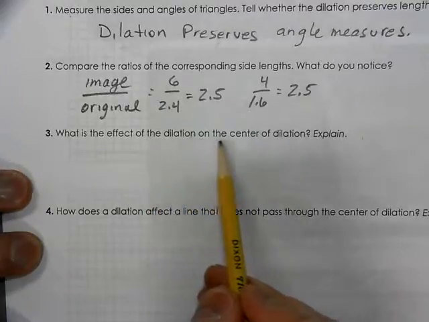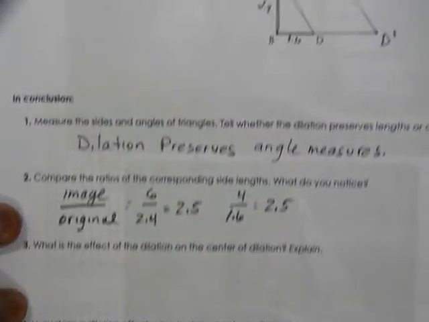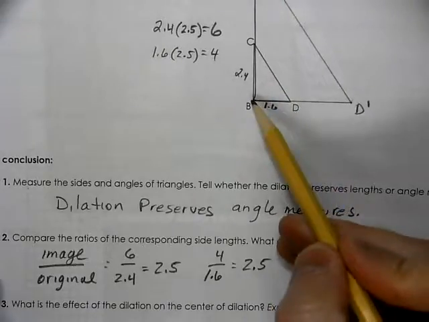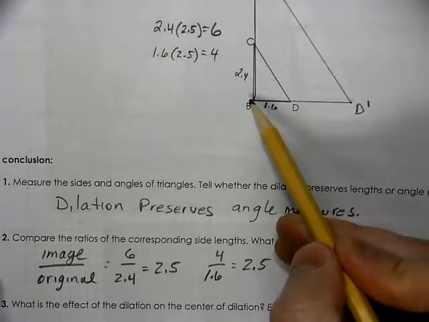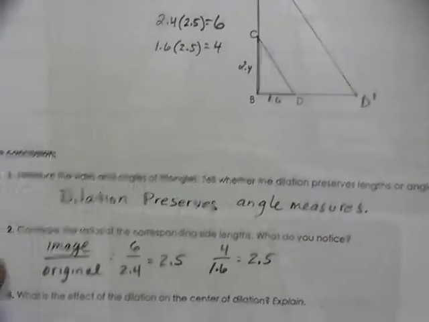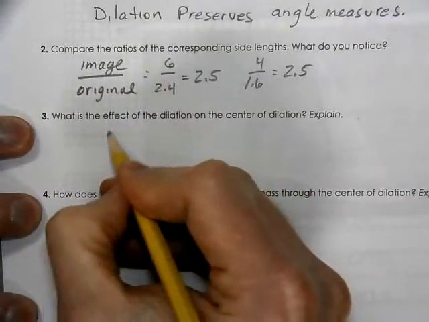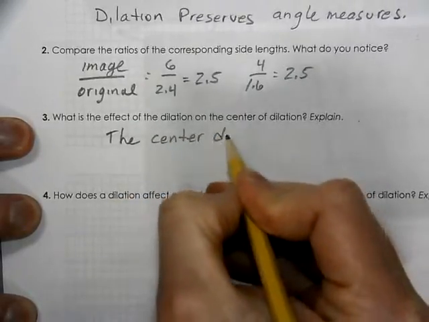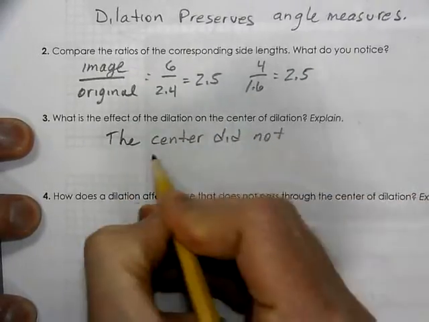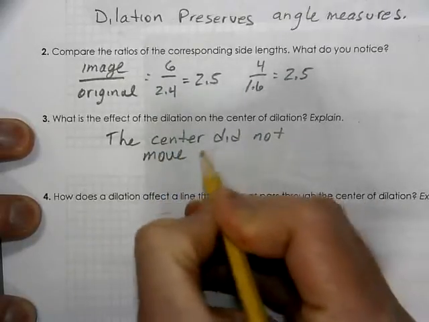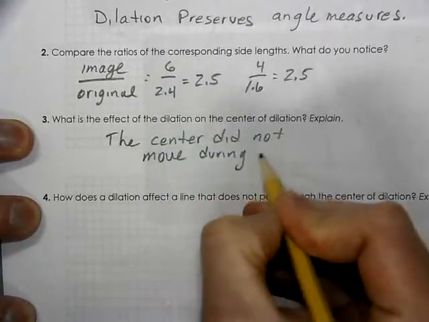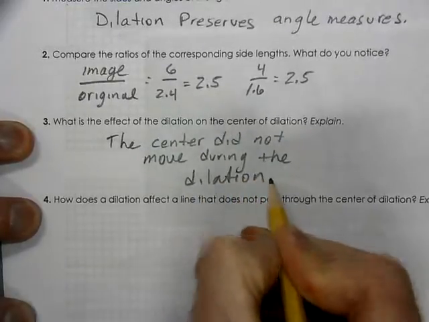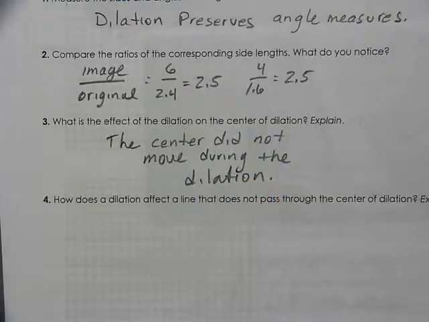What is the effect of the dilation on the center of dilation? What happens to the center when you do the dilation to it? The center was point B. The point B didn't move anywhere. It did not move during the dilation.